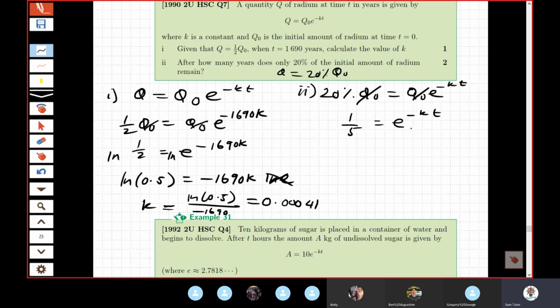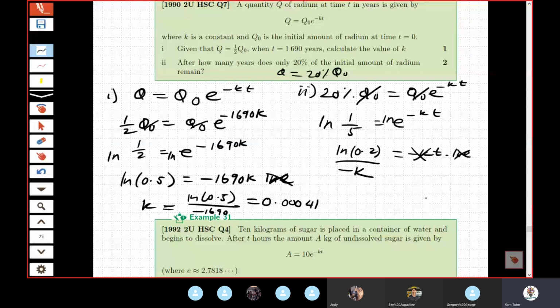So what are you going to do to both sides? You're going to log it. So you get log of 0.2 equals negative kt. Log e cancels out. But again, I'll put it in. There it is, gone. How do I find time? Divide by negative k this time. And get the final answer out.